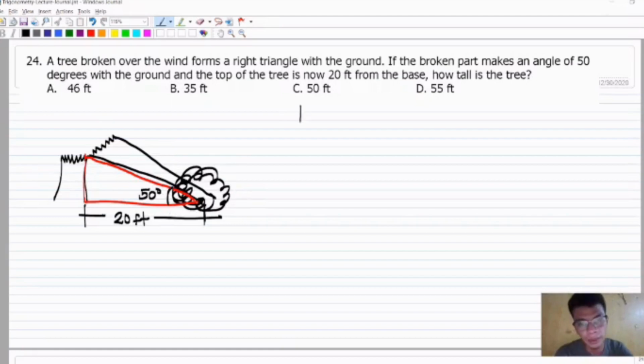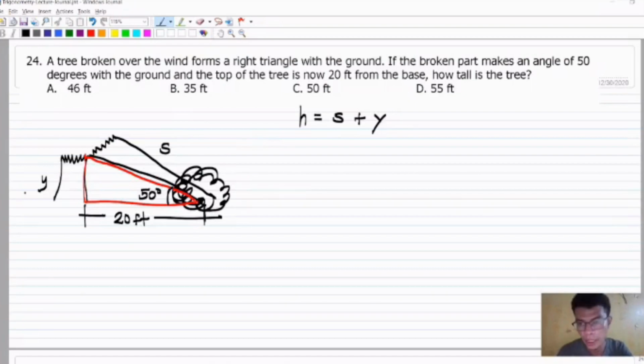So ang hinahanap natin is the height of the tree. And kung lalagyan natin ng variables itong ating right triangle na y and s para sa ating hypotenuse, yung pinaka-height ng tree natin is the sum of s and y. Yung magiging height natin is kapag daw tinayo natin muli yung ating puno. So kaya siya ay sum of s and y. So let us find the values of s and y using the right triangle relations.